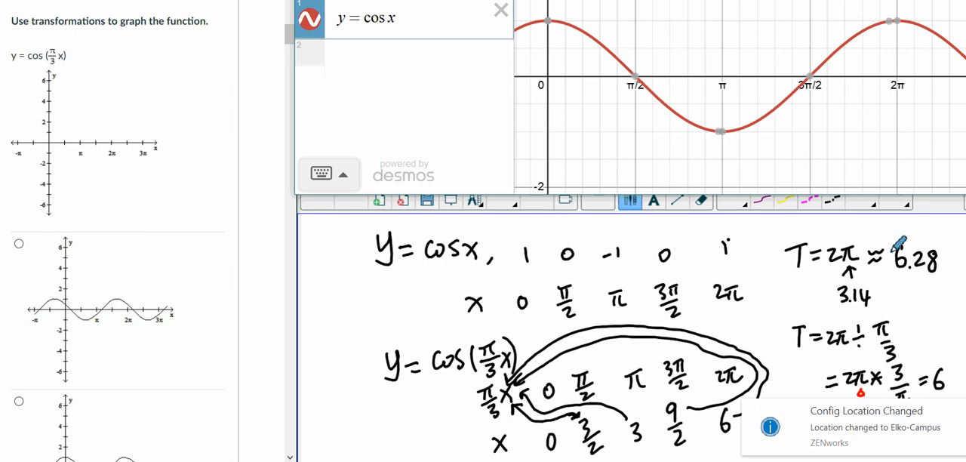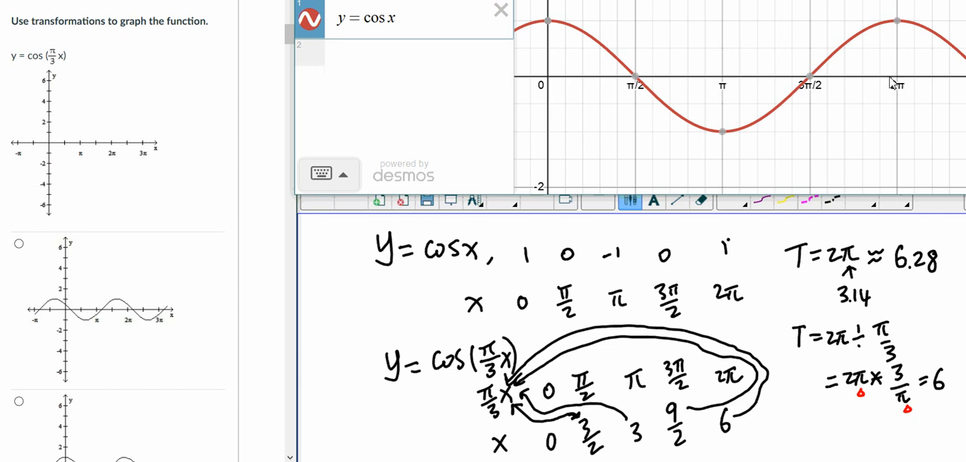So previously, for cosine x, the period is 2 pi. Pi we know is approximately 3.14. So 2 pi is going to be approximately 6.28. And then for pi over 3 times x, the period is 6. So it's quite close. Here is 6.28 for 2 pi, and then 6 is slightly shorter.